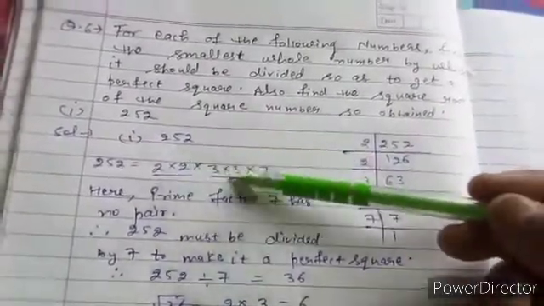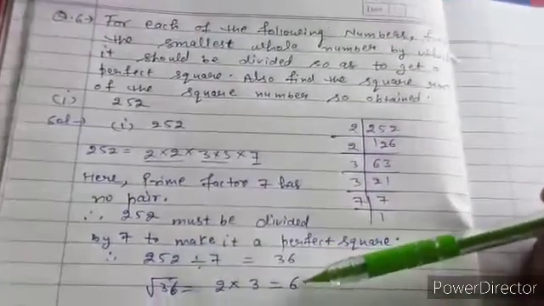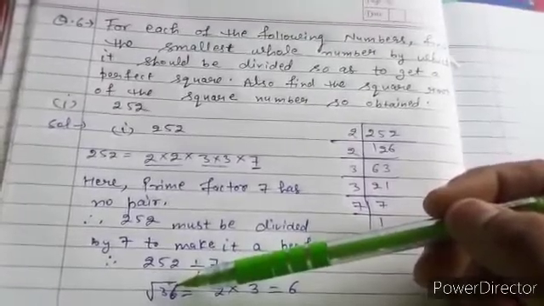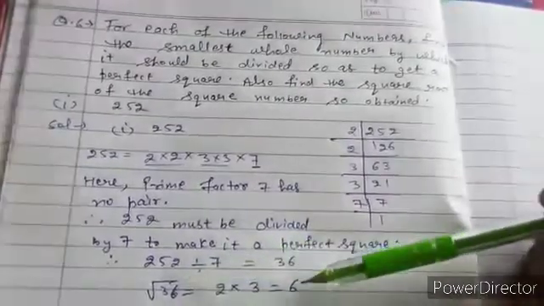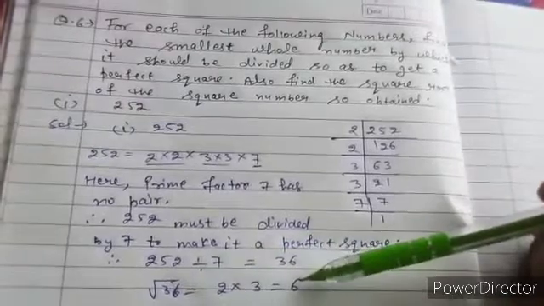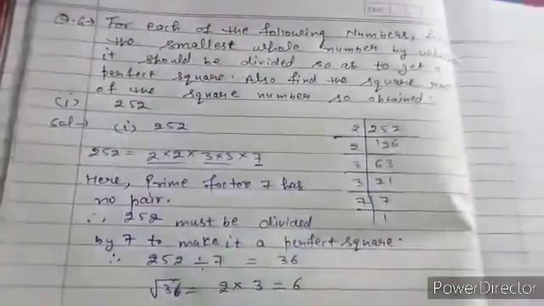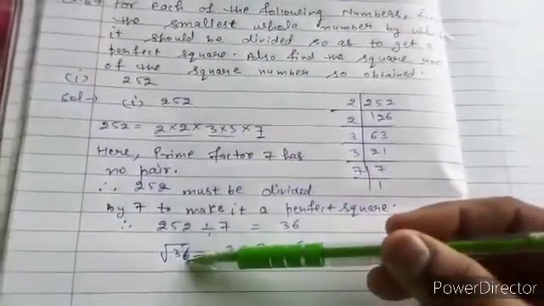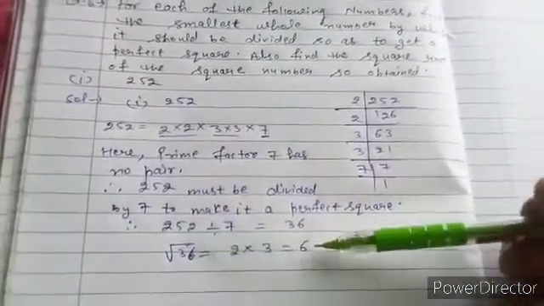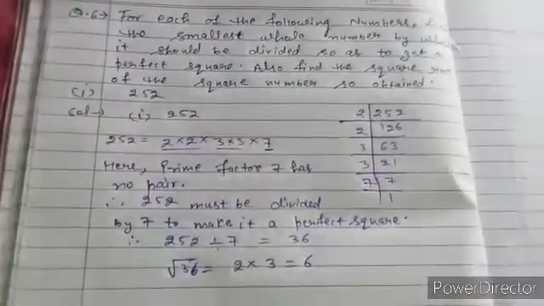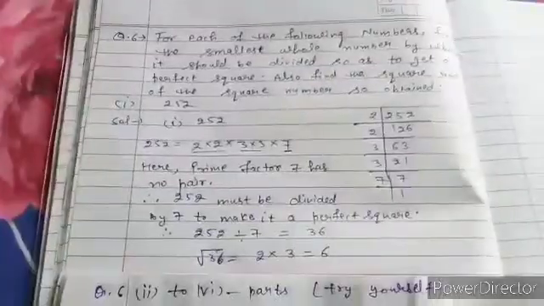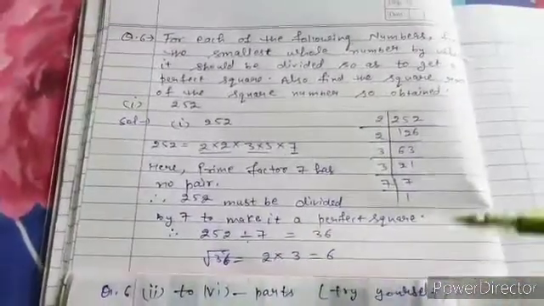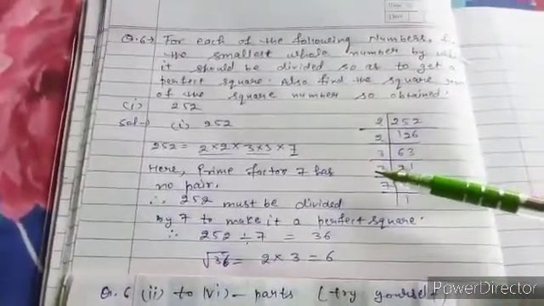So 2 multiply 3. So we can say that 6 is the square root of 36, or we can say 36 is the square of 6 and 6 is the square root of 36. So hence the square root of 36 is 6. Now question number 6, second to 6 parts you can try yourself with the same procedure as we have discussed in the first part.